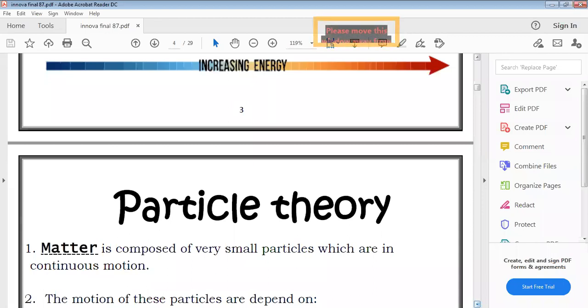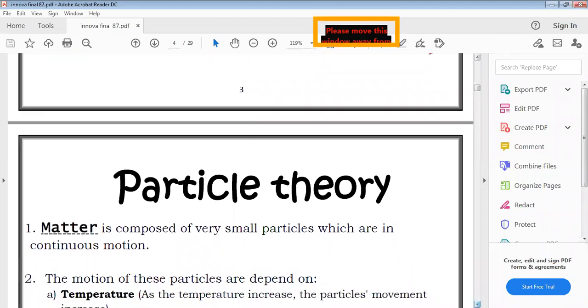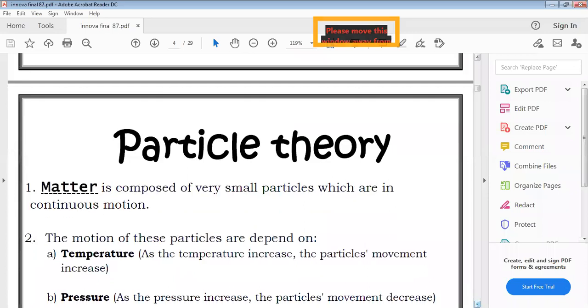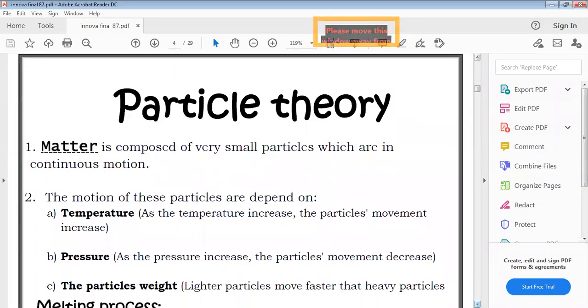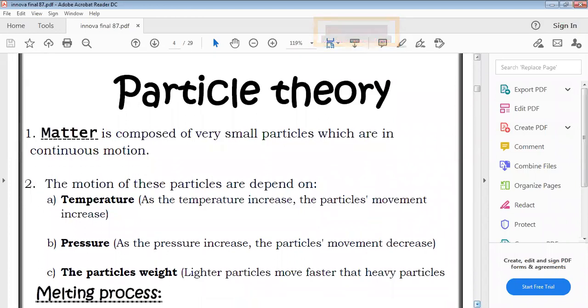That means the particles of the gas are very far from each other and move randomly. They have an irregular shape, and there are spaces between them, so they can move. So again, matter is composed of very small particles that cannot be seen. The motion of these particles is related to the temperature, pressure, and the particles' weight. First, we're going to talk about the temperature. Maybe at the end of this lesson, we'll talk about the pressure, and the particles' weight next lesson.